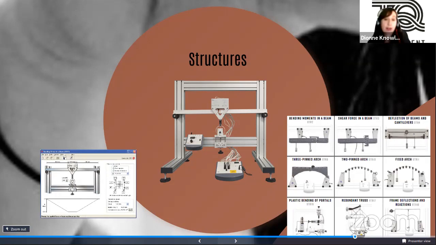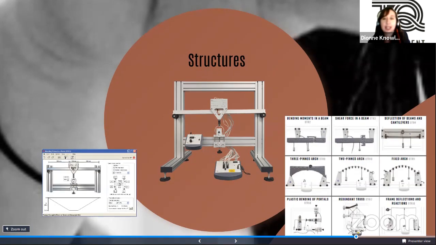Now, we do have some exciting news coming up on the structures range in the near future. I'm not at liberty to share with you the details of that news. I can just tell you it's coming, so watch this space. Yes, absolutely. Indeed. Next one, VDAS.